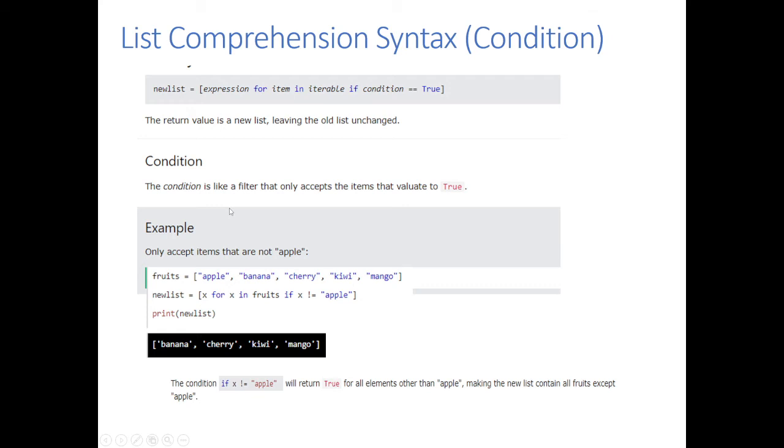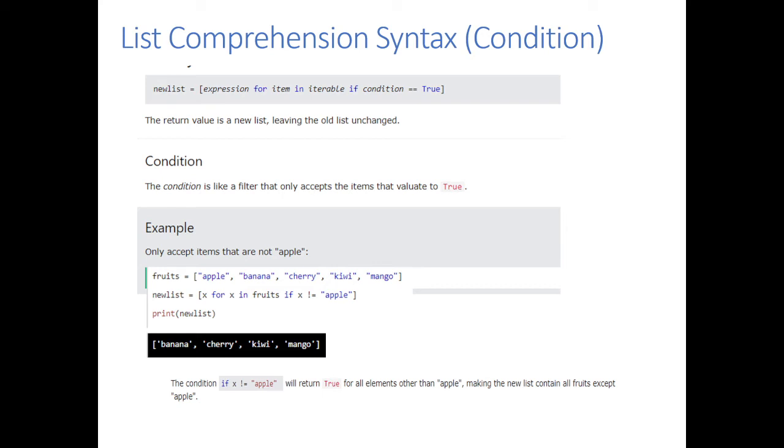So, list comprehension syntax: condition. The new list is equal to expression for item in iterable, and then if condition. If it's true, it will be added to the list. The return value is the new list, leaving the old list unchanged. The condition is a filter that only accepts the items that evaluate to true.